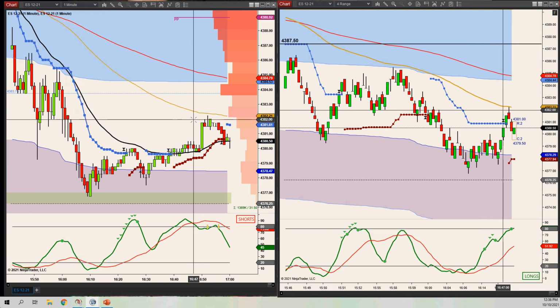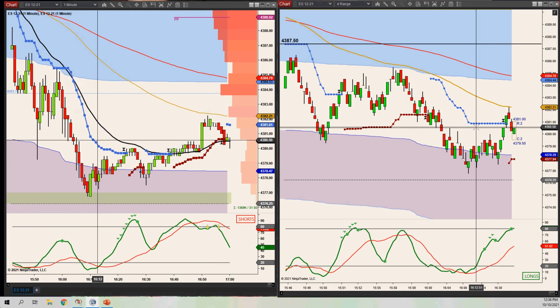So let me go ahead and show you some entries from Friday that you could have taken. So this is Friday. I've got ES up here. Here's the 1-minute chart on the left. Here's the 4 range on the right.